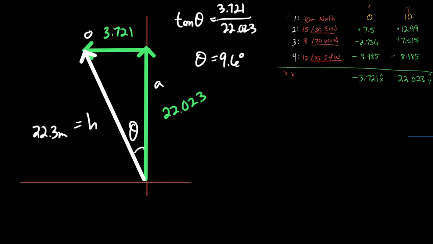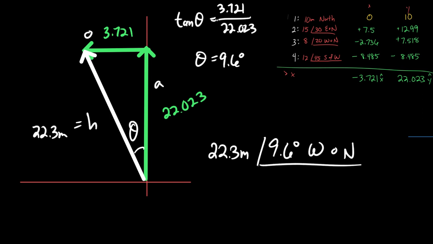So what's my actual answer? 22.3 meters at an angle of 9.6 degrees west of north. My original vectors were given to me in terms of north, south, east, and west. I need to give my answer in terms of north, south, east, and west.